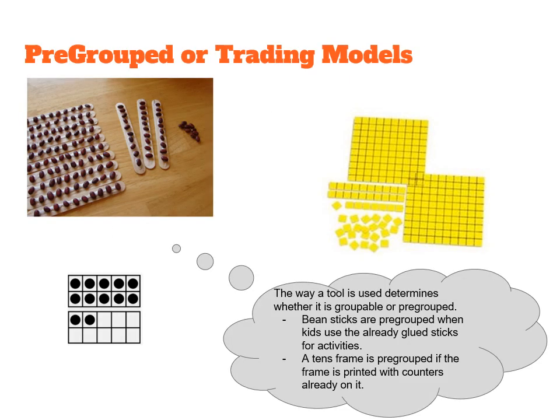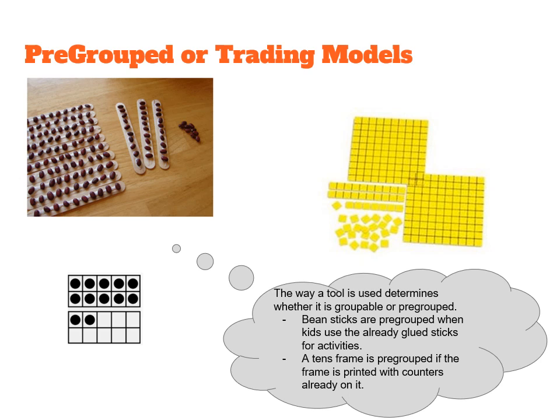So some common pre-grouped models that we use are the 10 frame that's already filled out. We've already talked about that. These bean sticks. Bean sticks are another one of the tools that depends on how you use them. The day that you make bean sticks, the day that you actually take those tongue depressors and glue 10 beans on them, they're groupable. Just that one day when kids are actually gluing those beans down, they're groupable. But every day afterwards where kids are using those pre-glued bean sticks, those become pre-grouped models, all right?